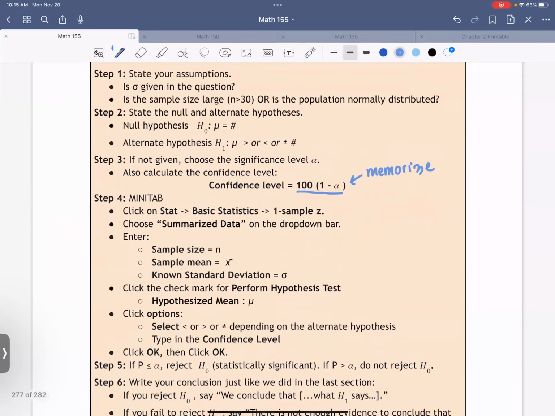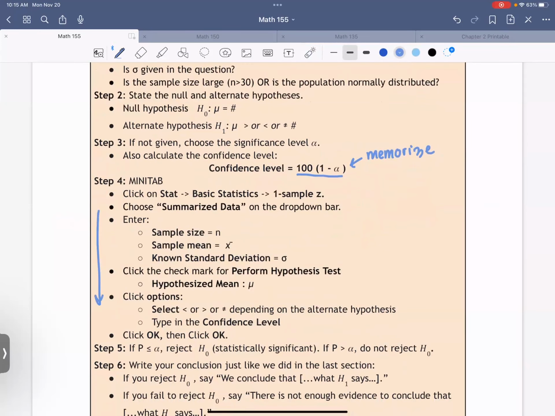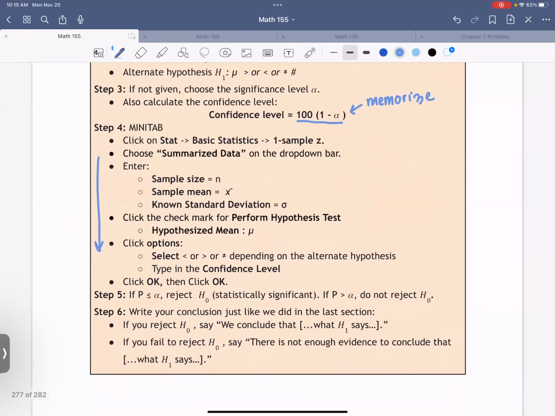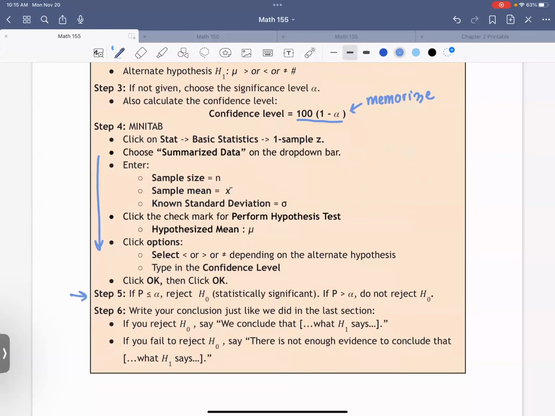Next is Minitab. You're going to click a bunch of stuff. I'll show you what to do when we do an actual example because I think it's just way easier to do that. Step 5, you're going to determine if you reject or fail to reject the null hypothesis, comparing p to alpha, right? Okay. Step 6, you're going to write your conclusion.